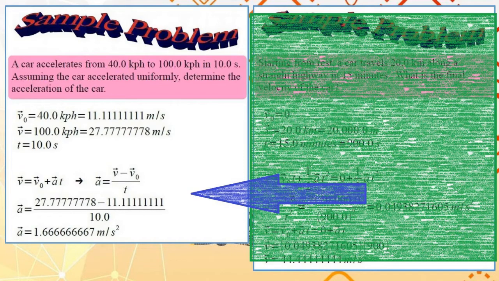So from those four equations, we see that if we use the first equation, V is equal to V naught plus AT, and we compare that with the known values, we see that the only unknown is acceleration, which is precisely what the problem is asking for. Isolating, A is equal to V minus V naught divided by T, which gives us 1.66667 meters per second squared.